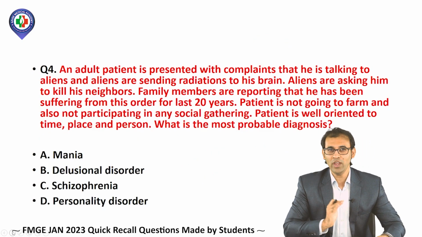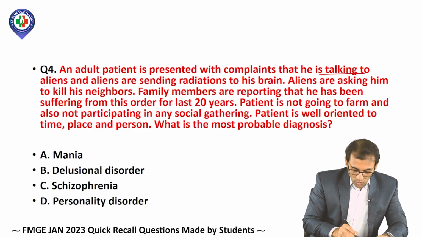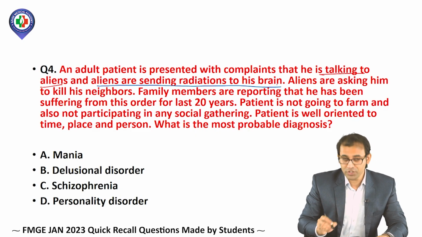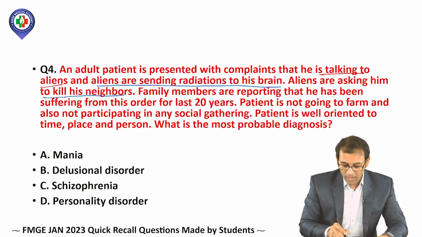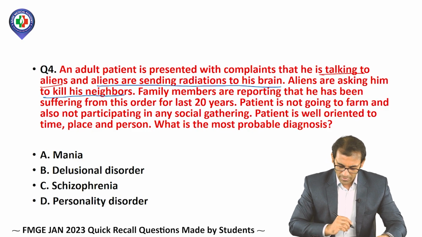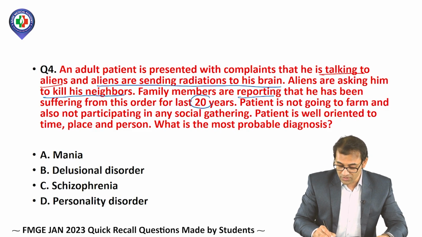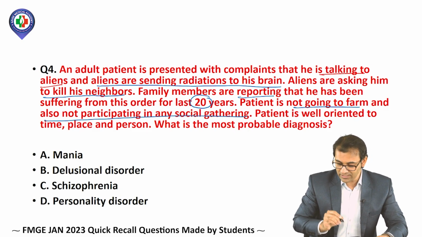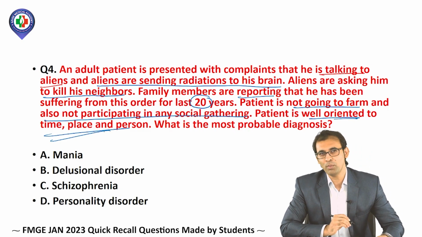Question number 4. Very big question, but the easiest for you. It should be easiest for you. An adult patient presents with complaints that he is talking to aliens, and aliens are sending radiations to his brain, a type of somatic passivity. Aliens are asking him to kill his neighbors. So basically he is having auditory hallucinations also. Family members report that he has been suffering from this disorder for the last 20 years. The patient is not going to the farm and not participating in any social gathering, but he is well oriented to time, place and person. What is the most probable diagnosis?